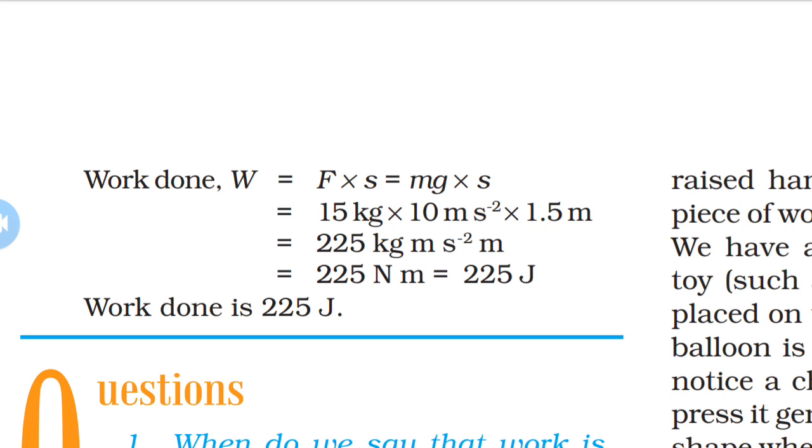Now mass of luggage is 15 kg multiplied by g value 10 meter per second square, and displacement s equal to 1.5 meter, and multiply it. So 225 kilogram meter per second square into meter. So it is equal to 225, that is SI unit of work, that is Newton meter or Joule. So work done is 225 Joule.